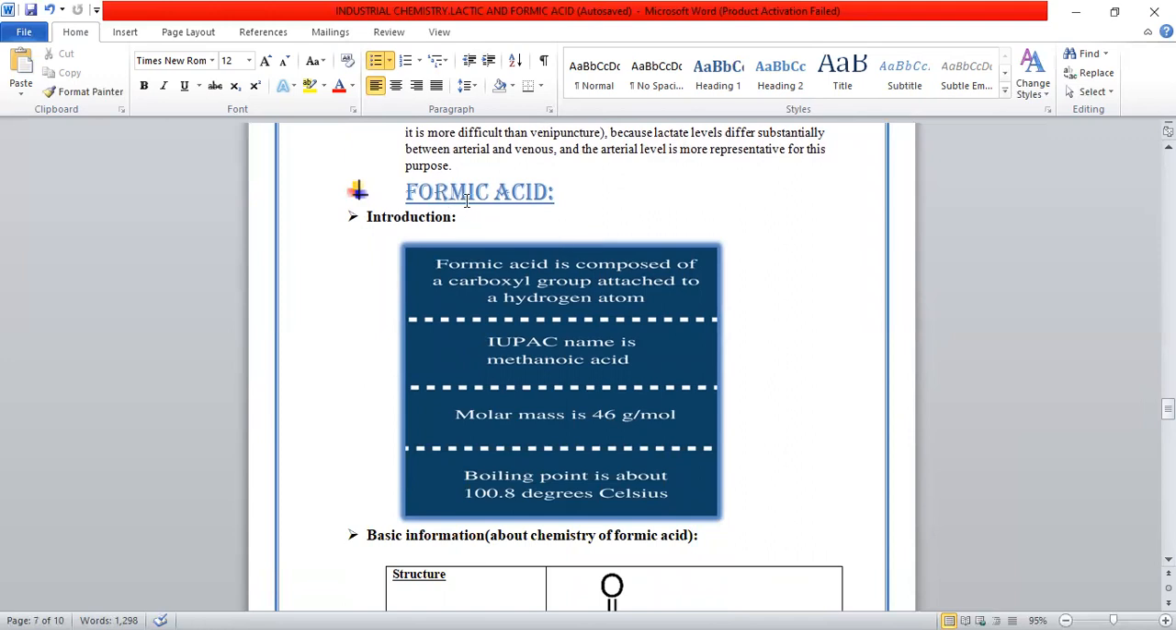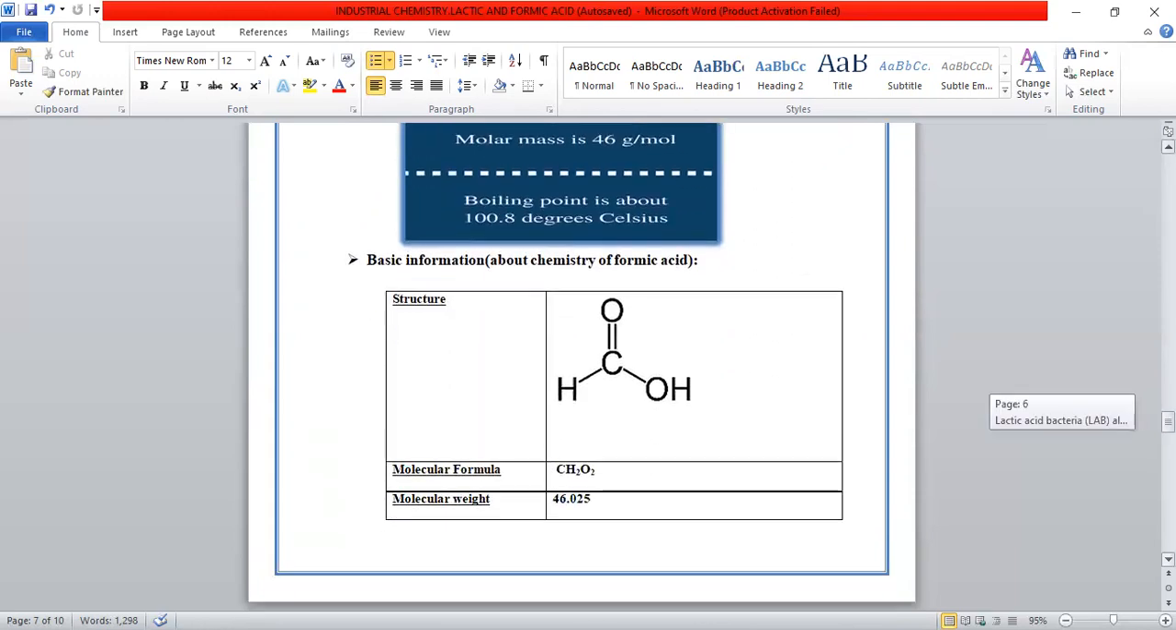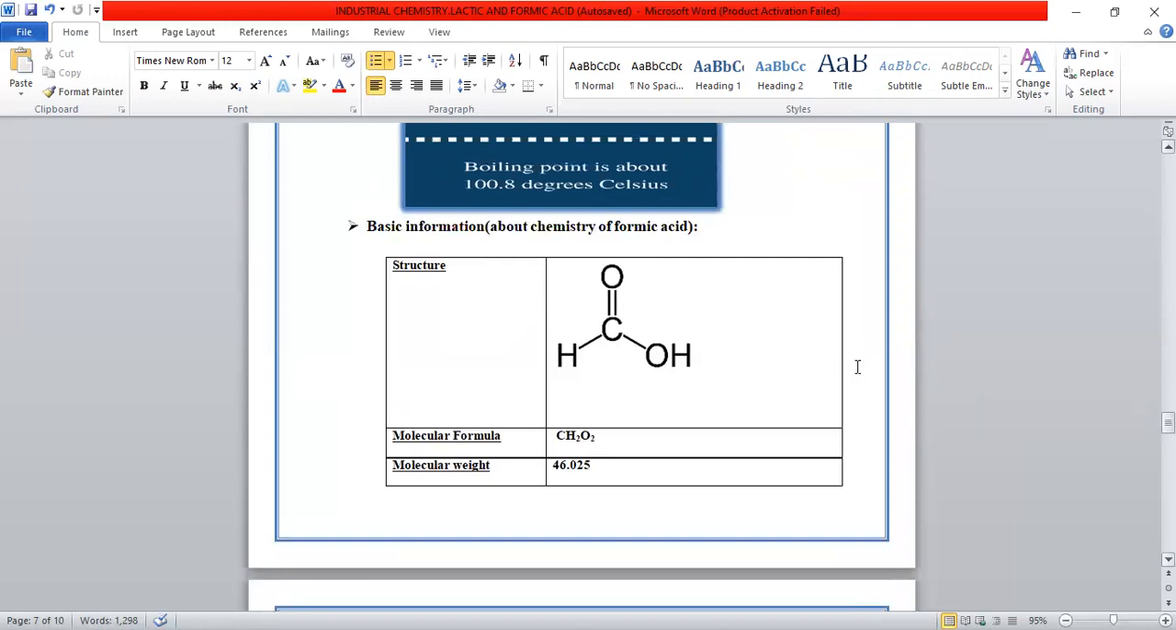Moving on, we will focus upon the second topic of our presentation, which is formic acid. First of all, I'll introduce formic acid. Formic acid is composed of a carboxyl group attached to a hydrogen atom. The IUPAC name is methanoic acid. Molar mass is 46 grams per mole and boiling point is about 100.8 degrees Celsius. Here you can see basic information about the chemistry of formic acid. Molecular formula is CH2O2. Molecular weight is 46.025.